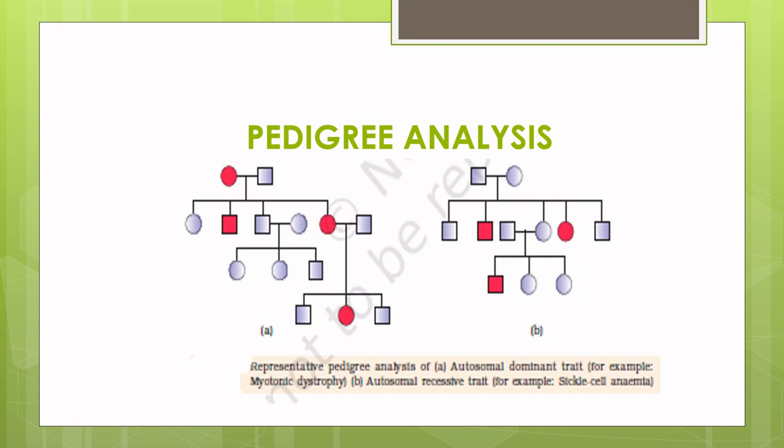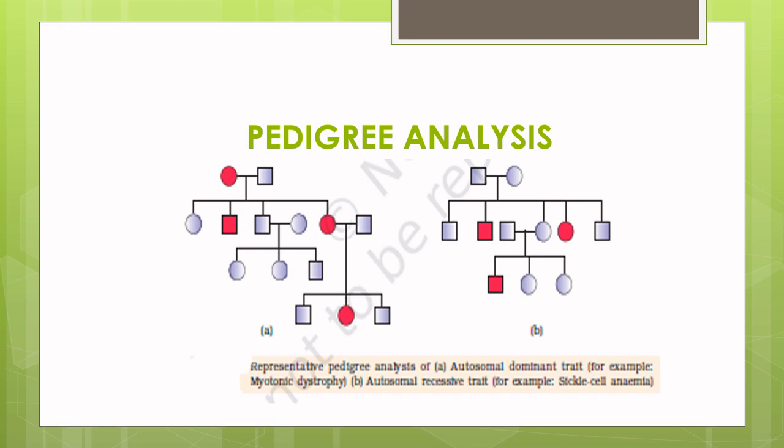Such a circle of large numbers of interconnected persons is called a kindred, and here you find a pedigree analysis of an autosomal dominant trait like myotonic dystrophy. So here you are finding it occurring in every generation, irrespective of the sex, and here you find an autosomal recessive trait. It is for sickle cell anemia. So this is an example of a pedigree analysis.